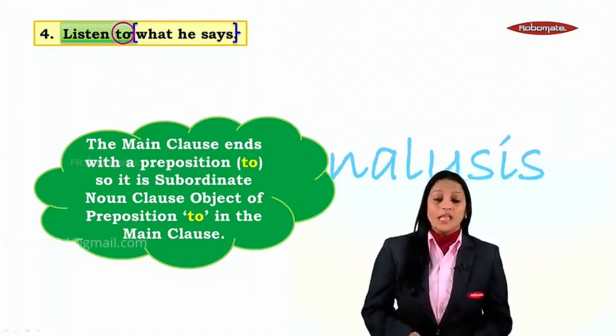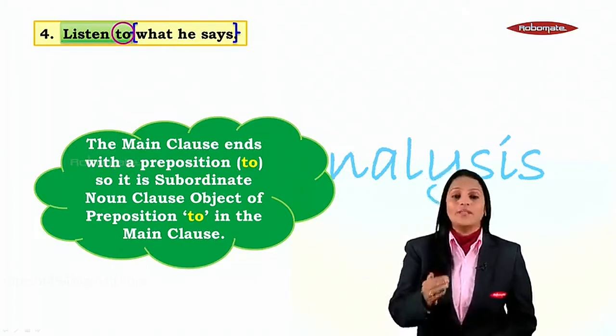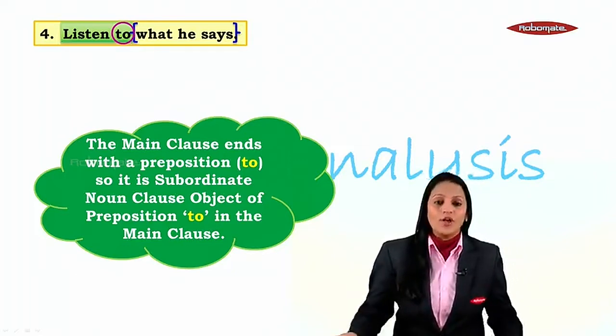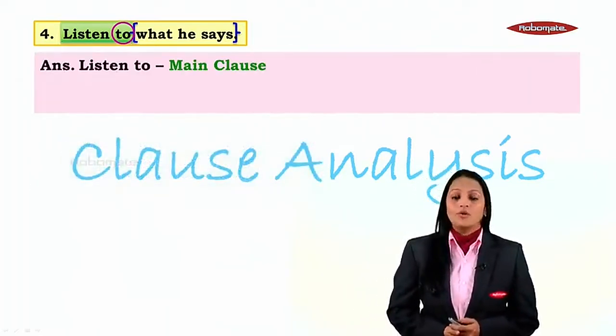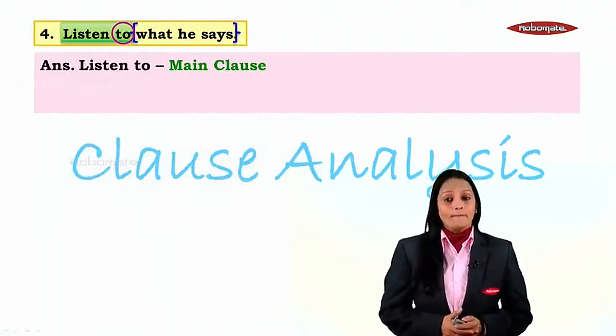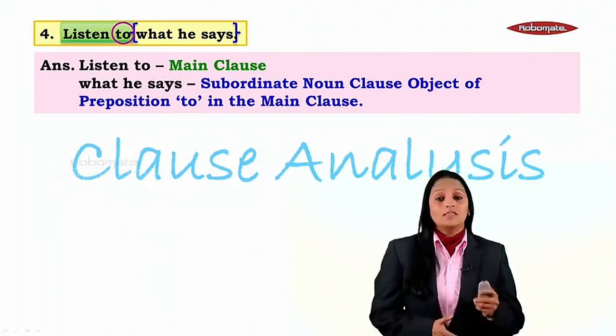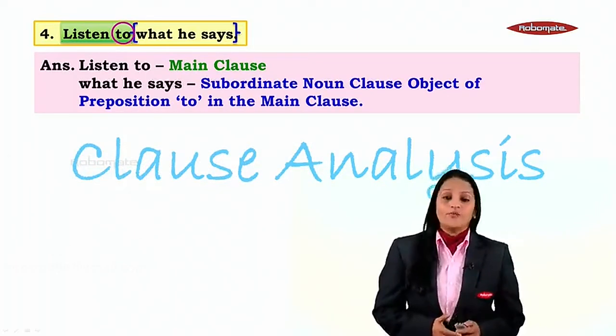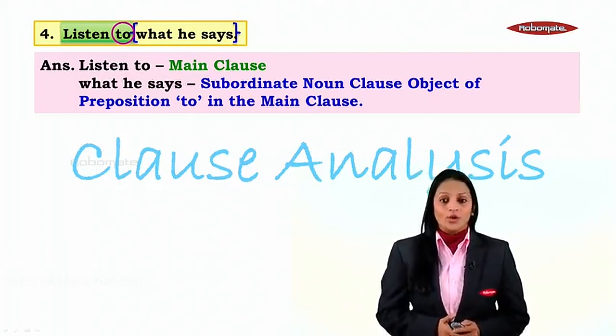So simple students. If the main clause ends with a preposition, it is object of preposition. So how do you write the answer? Listen to, main clause. What he says, subordinate noun clause, object of preposition to in the main clause.